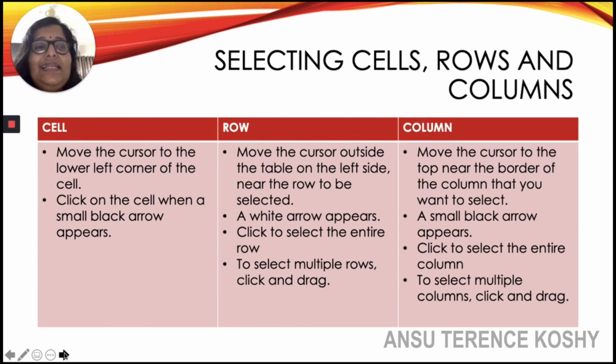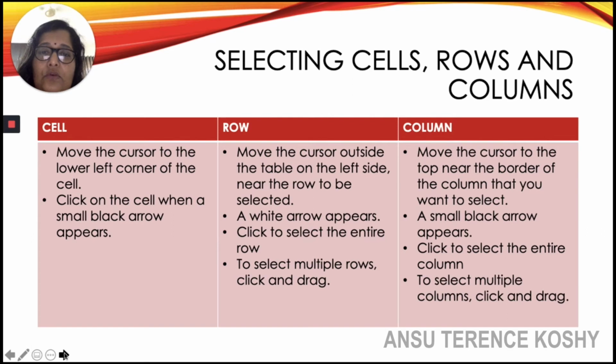Now let's go through selecting cells, rows and columns. How do you select a cell? How do you select a row and how do you select a column? It's very easy. Let's go through it one by one. In order to select a cell, you need to move the cursor to the lower left corner of the cell, and when a small black arrow comes, you need to click on it. Then the whole cell will be selected. I'll repeat one more time. You find the lower left corner of the cell and a small black arrow comes. You click on it. At that time, the whole cell becomes selected.